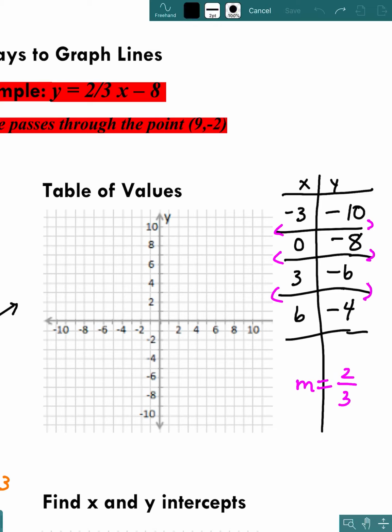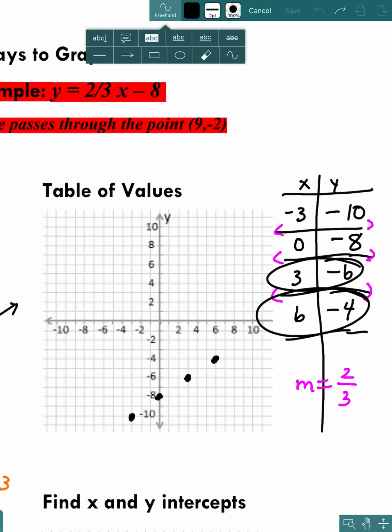So if x is -3 and y is -10, we can plot that point right here, go back 3 and down 10. If x is 0 and y is -8, we go over 0 and down 8. If x is 3 and y is -6, we go over 3 and down 6. If x is 6 and y is -4, we go over 6 and down 4.